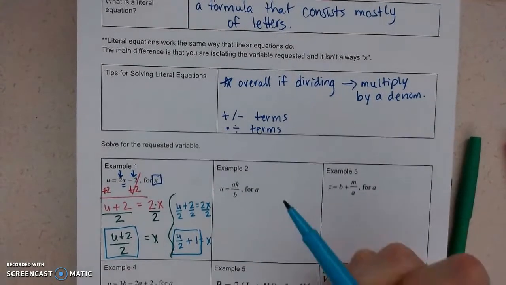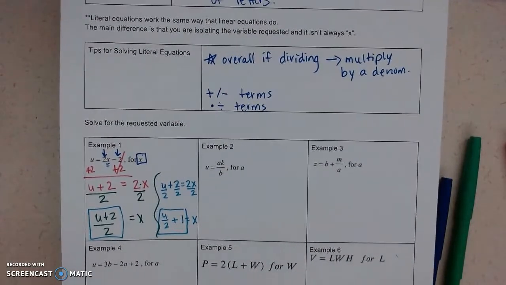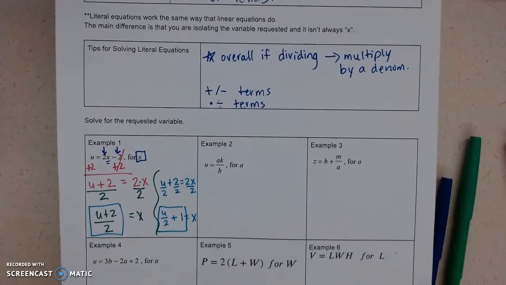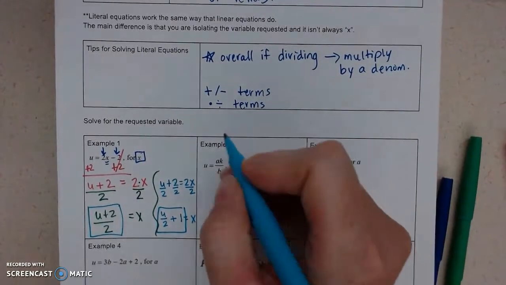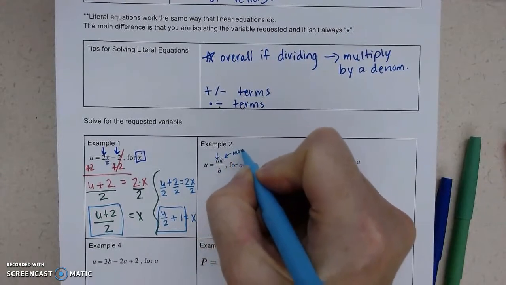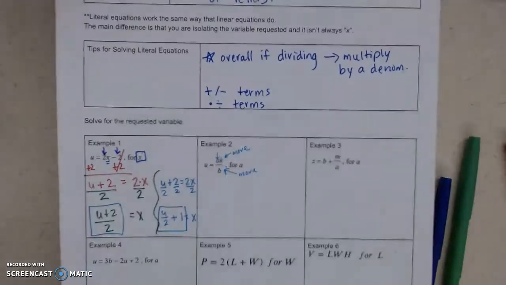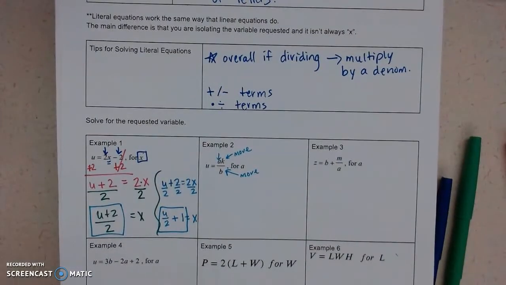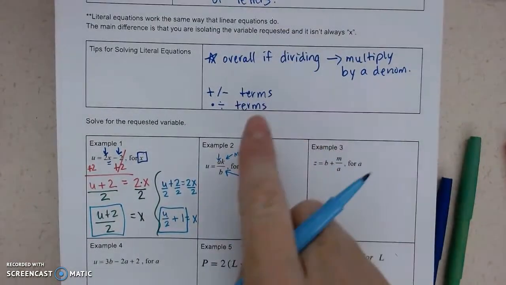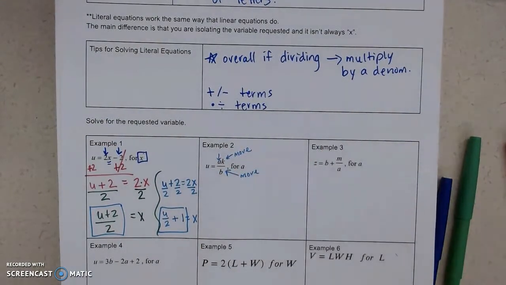All right, let's look at example 2. So u equals ak divided by b. This equation doesn't have any numbers, but that's okay. If we want to get a alone, that means I have to move the k, and we're going to have to move the b. Think of it that way. So go back up here. Overall, my right side is being divided, so my first step is to multiply by the denominator.